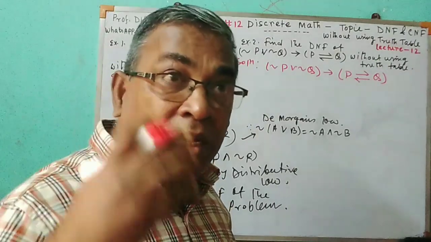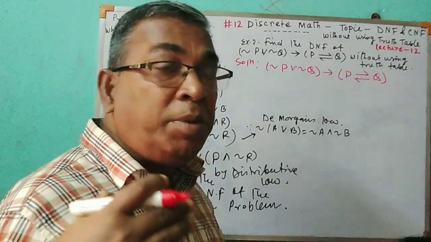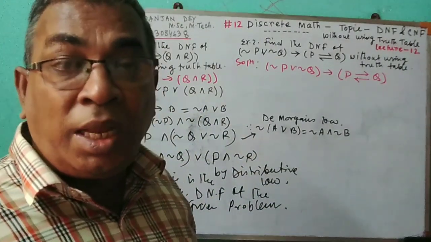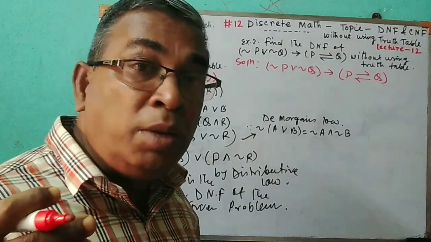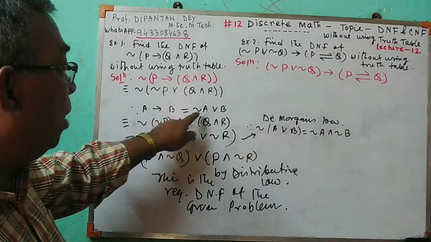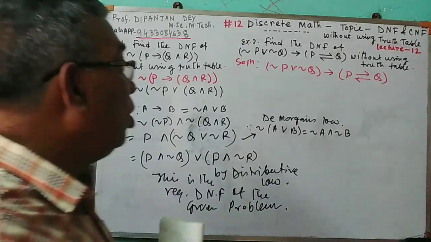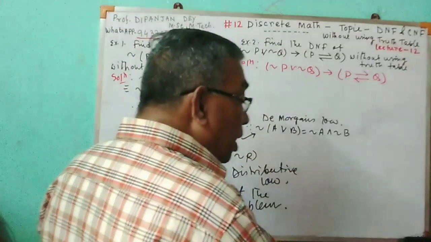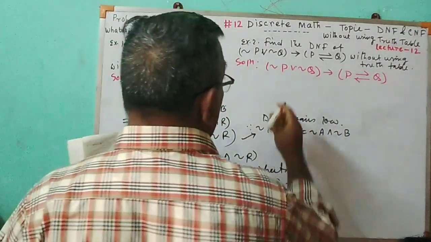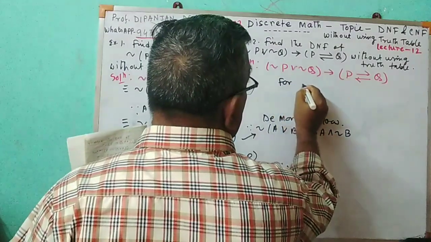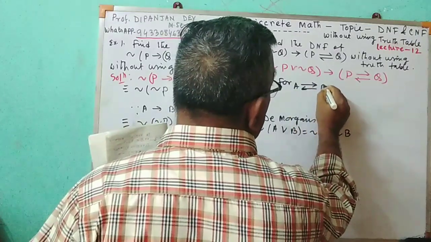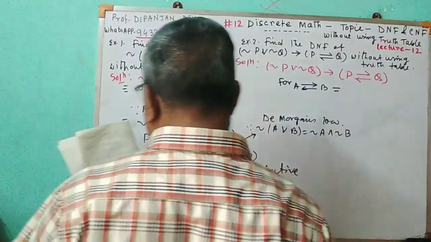That is, if in the given problem there is any implication or double implication, then you have to remove it. How to remove it? I already told you. For implication you have to apply this formula, and for double implication you have to apply this formula. For a double implication, suppose A double implication B, you have to apply this formula.